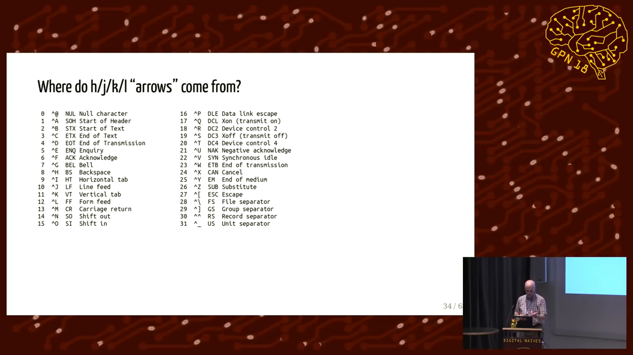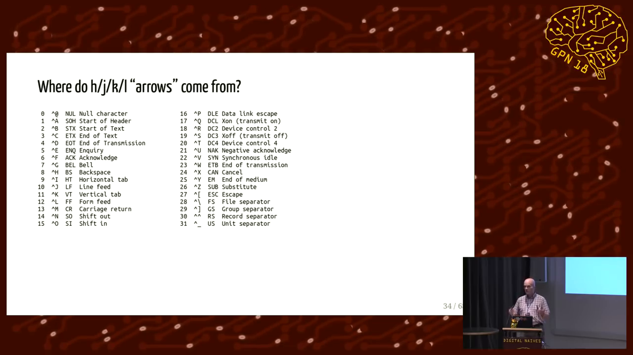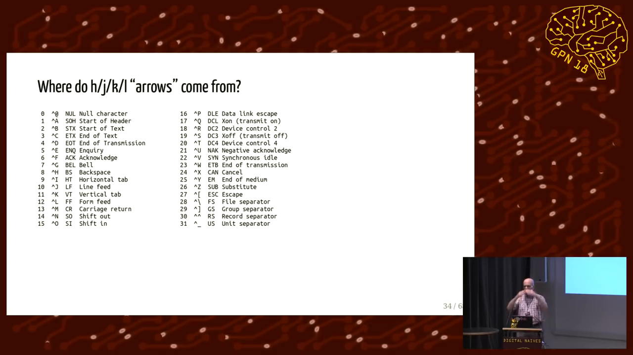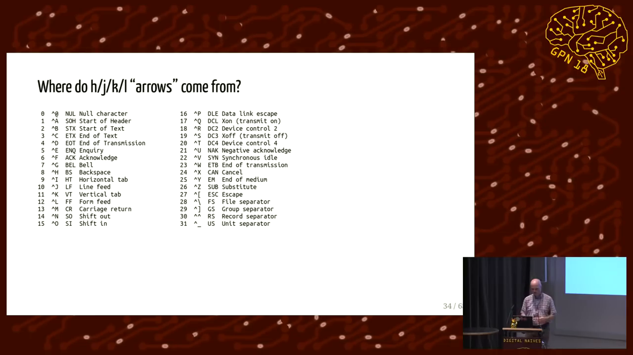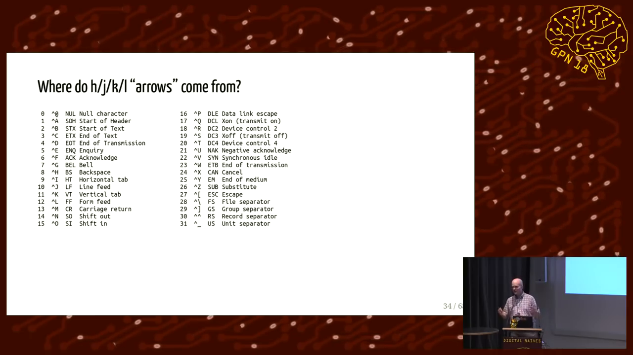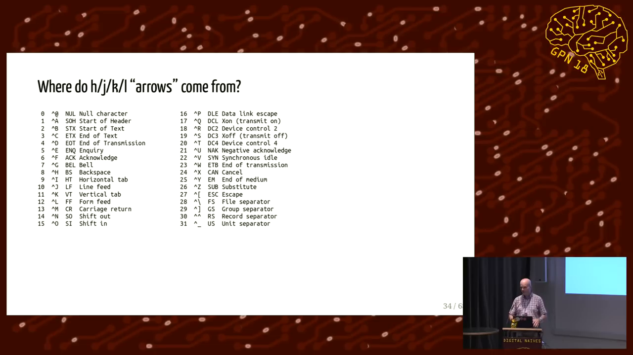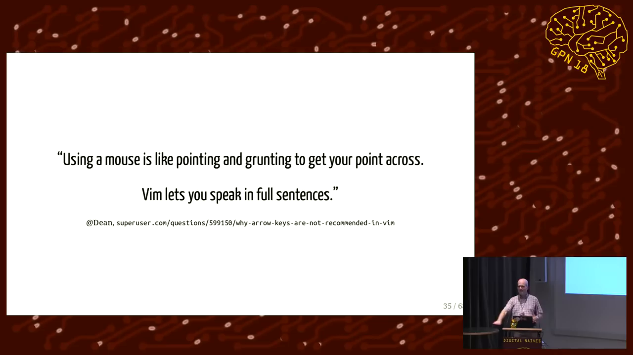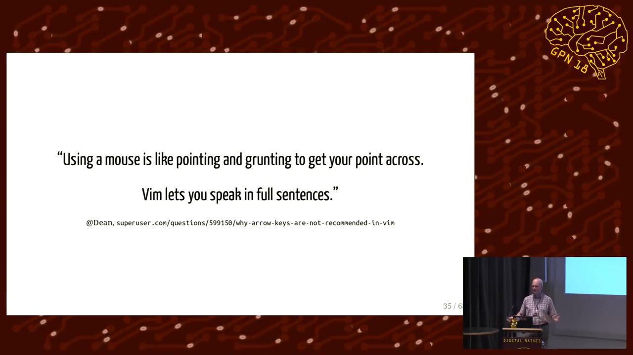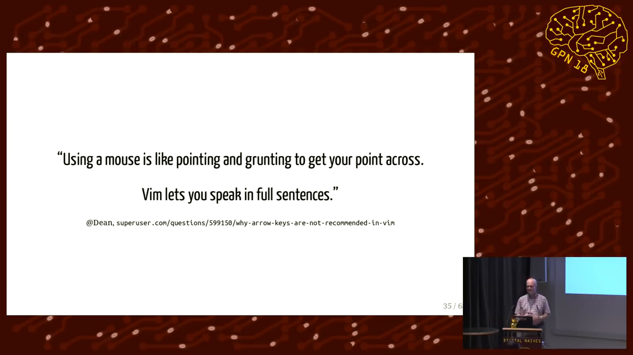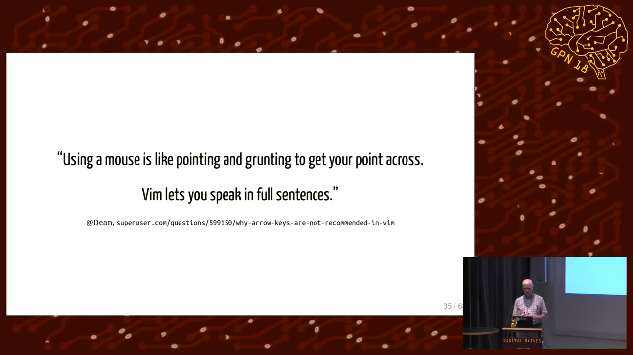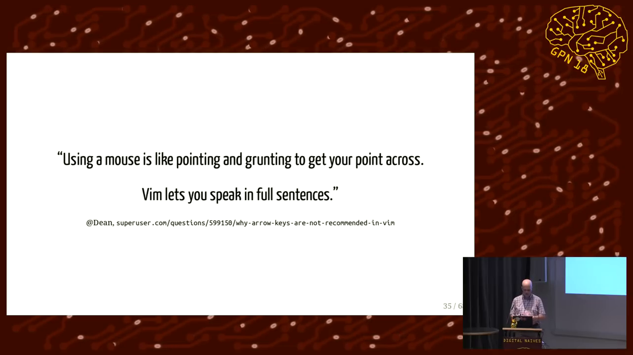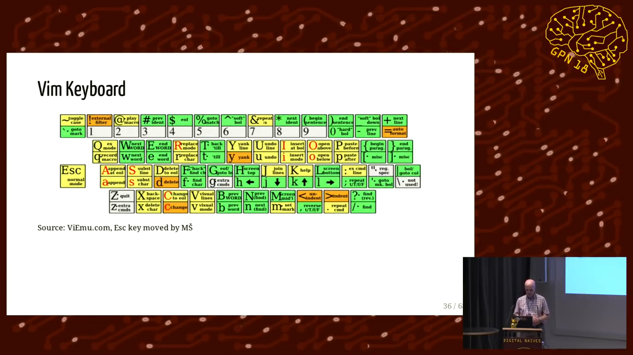Control L is form feed. Form feed means just scroll the whole paper out of the printer. If you do it in a terminal, it will just clear the screen. So you see that with all these characters that you can type on your keyboard, you are able to navigate everything, and you don't really need this small device next to it if you are working with text. Because with Vim, you can move around and do everything with the keyboard, and you don't need a mouse. This is how the Vim keyboard looks like.